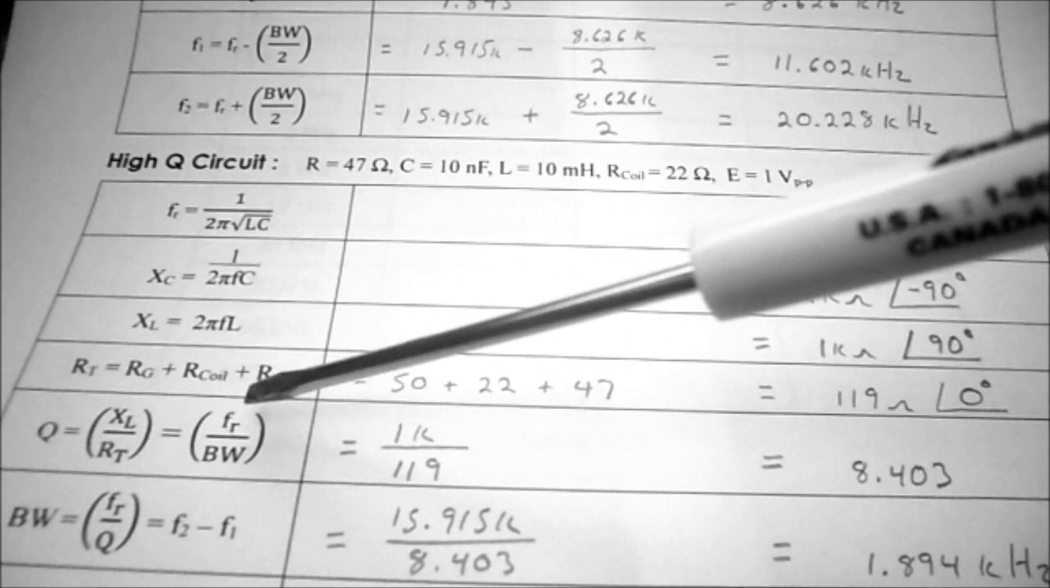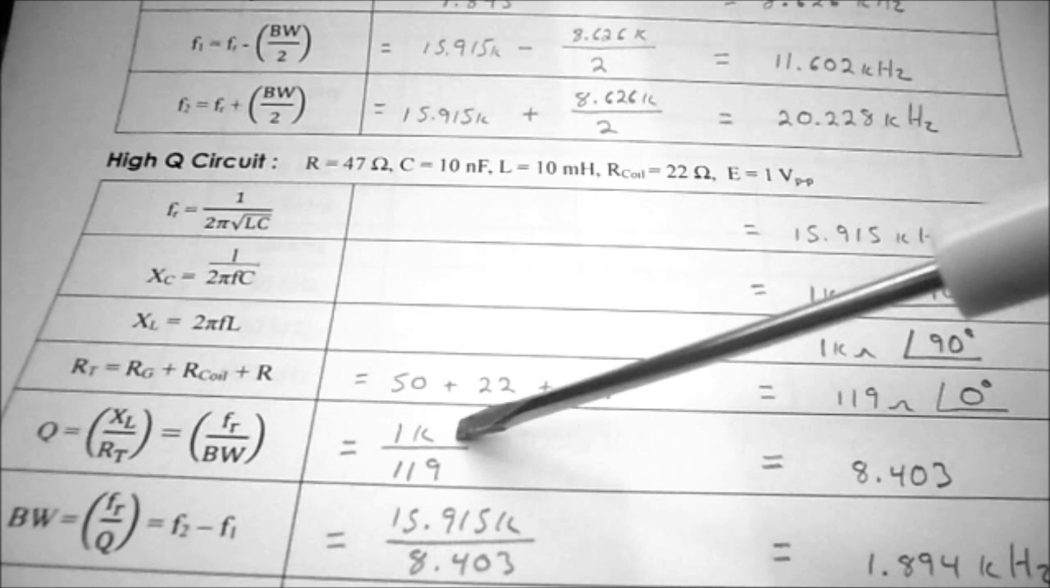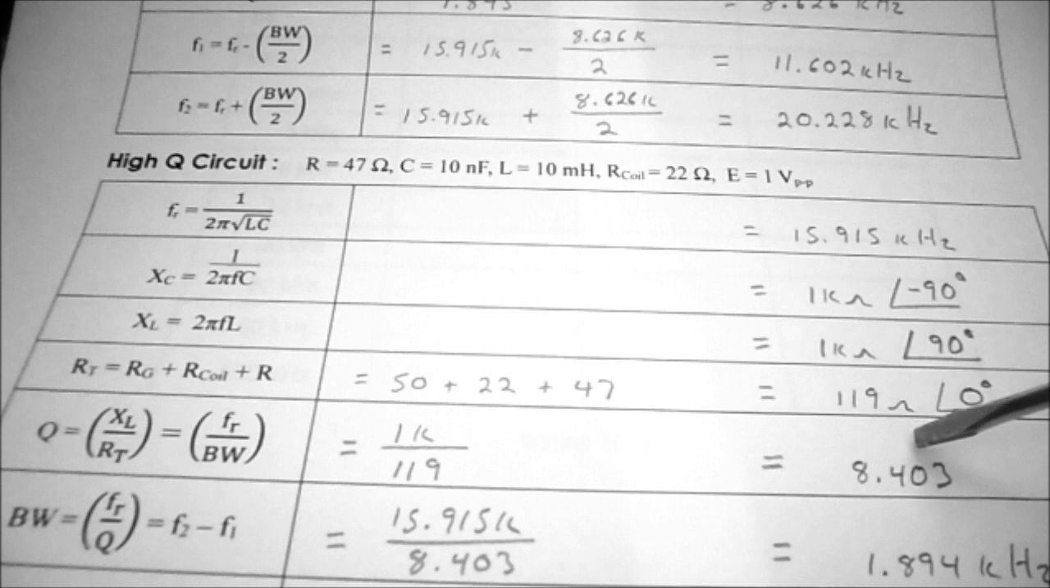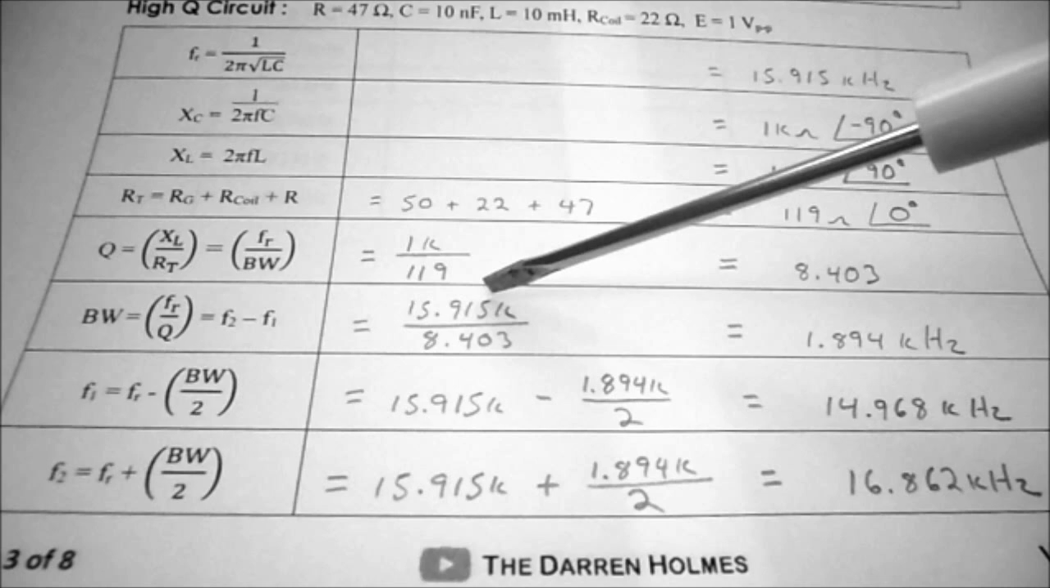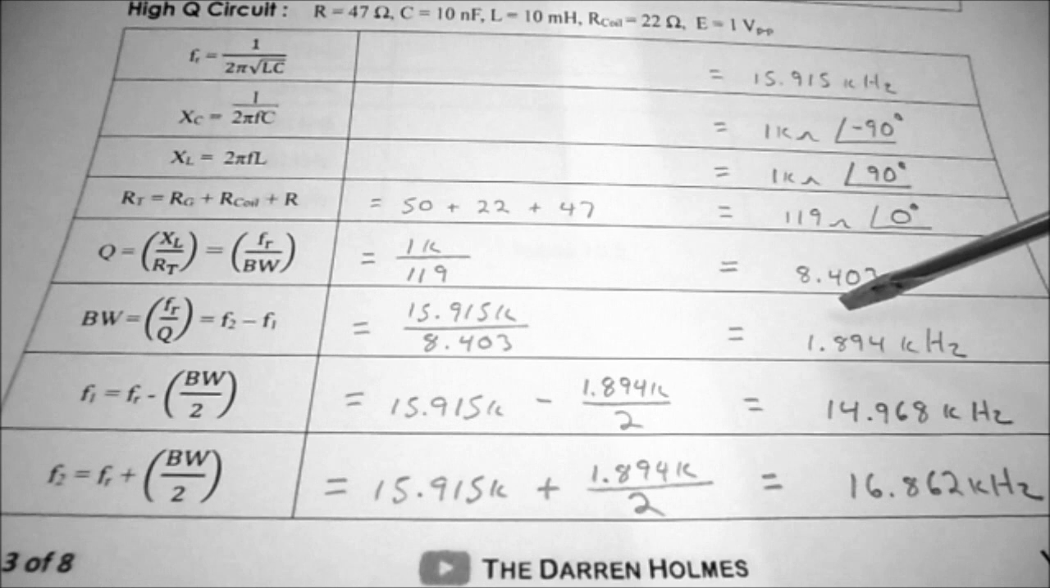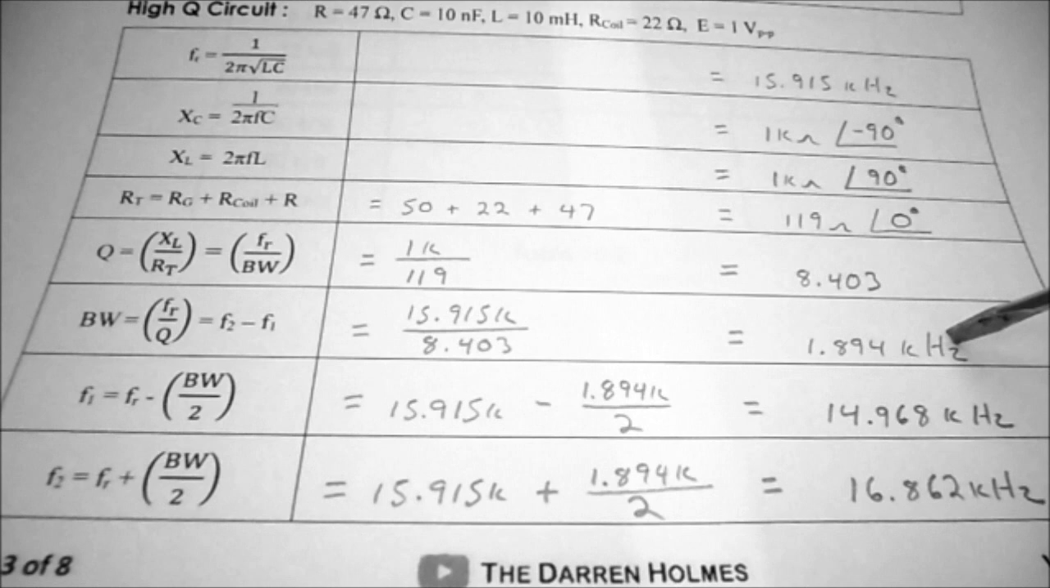So now our Q, defined as XL divided by RT, is now 1K divided by 119, and that works out to 8.403. So for our bandwidth calculation, we take the resonant frequency of 15.915K, divide it by the Q of 8.403, and that works out to 1.894 kilohertz. So now you can see the bandwidth is a lot narrower.